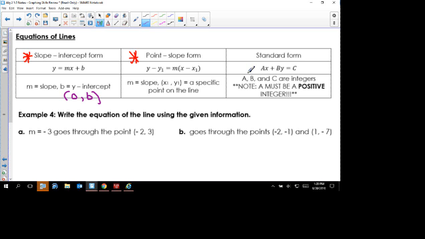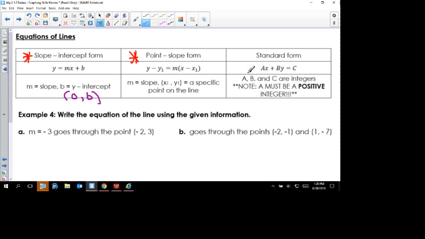So point-slope form is y. Do you see a sub for this first y? Is there a little number? No. So that is just y. It's not a number you're going to plug in. That's just keep it as a variable y. Minus y1. That has a sub. That means you're going to go plug something in that's going to be the first y. Equal sign. M is our slope.